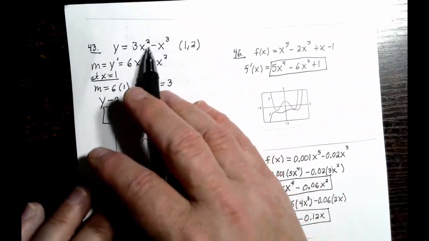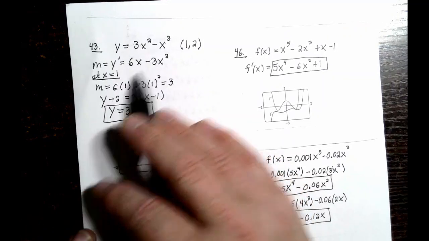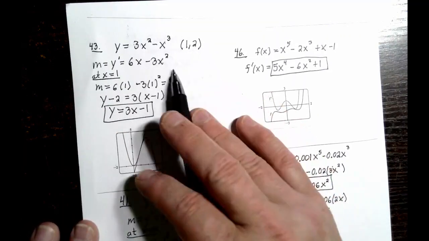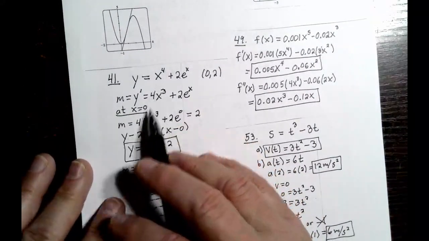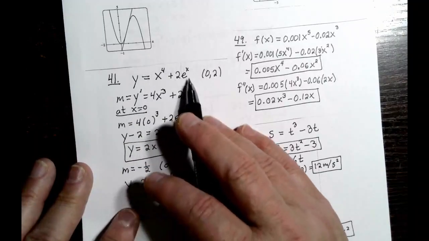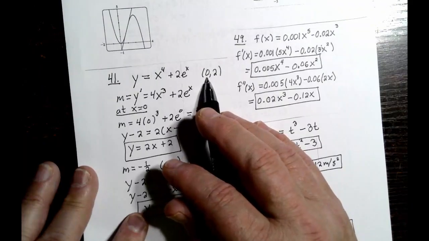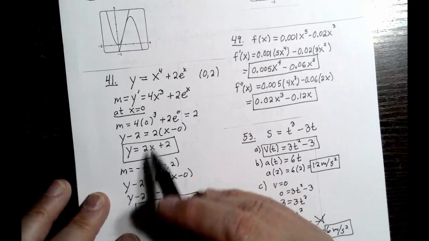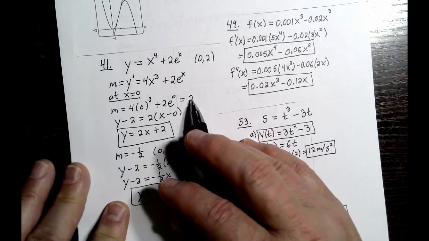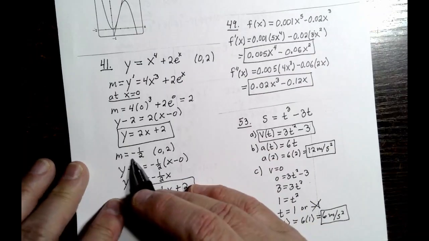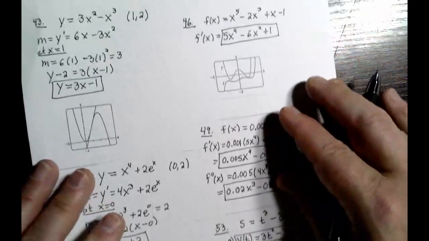Okay, now this one, first derivative is 6x to the first minus 3x to the second. You plug in 1 for x to get your slope, and you use that point to find your tangent line. Here you take the derivative and you get 4x to the third plus 2x plus 2e to the x, and now you plug in the x value of 0 to get your slope, and you can figure out your tangent line at that point. They ask you to find the normal line as well, so this slope is positive 2, the slope is negative 1/2. Again, reciprocals and negative of each other.